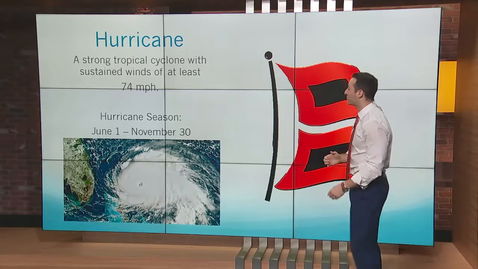The first thing we need to do is define what a hurricane is. It's a very strong tropical cyclone with sustained winds of at least 74 miles per hour. We'll talk more about what that means in a moment.